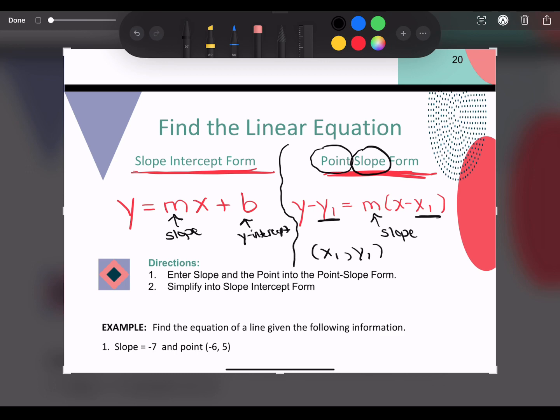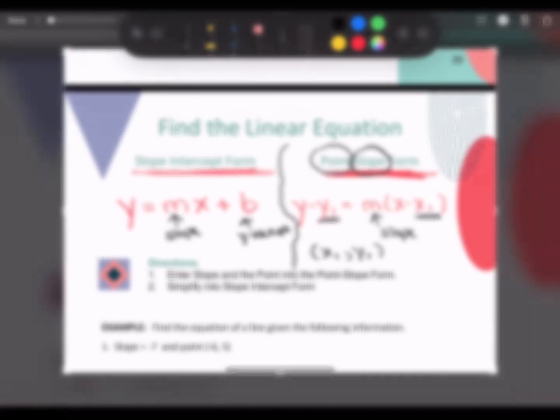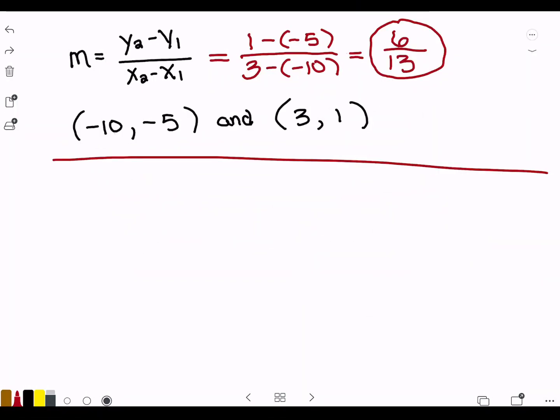So I'm going to use all these formulas that we just learned to find the equation of a line. So let's see how this works. Let's go back to this. So I found the slope. We found the slope earlier. We said the slope was 6 over 13, okay?